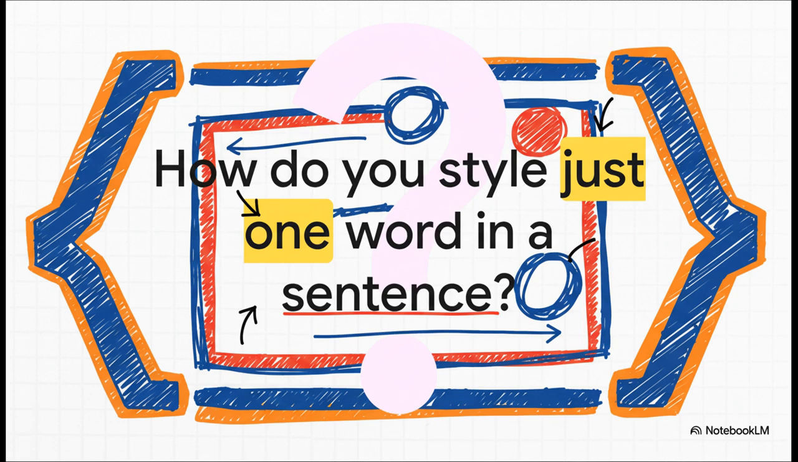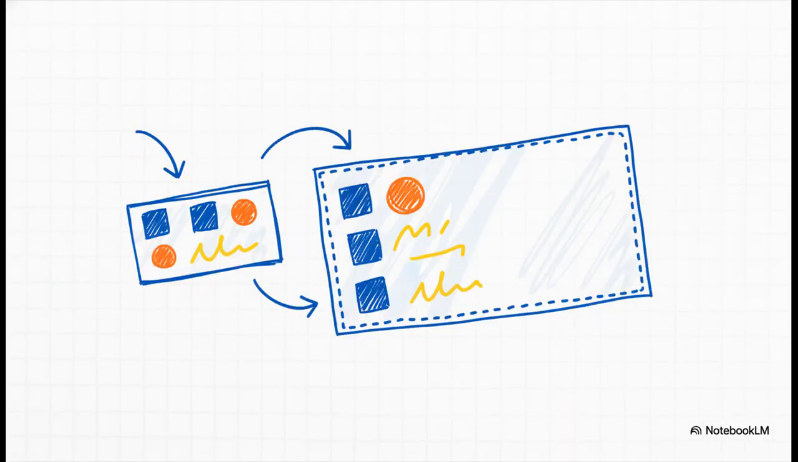It's a classic problem. You've got this great sentence, but you want to make just a single word pop with color. Or maybe you want to take a whole chunk of your page, a title, a paragraph, an image, and wrap it all in a neat little box. How do you actually grab just the piece you need? Well, the answer is actually super simple, and it all comes down to the span and div tags.